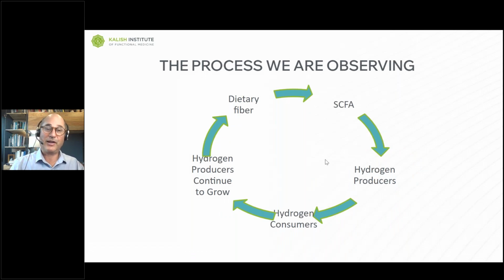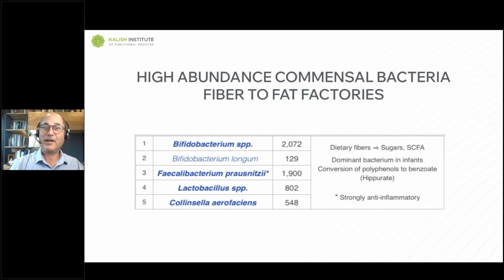Or in the short term, if you have patients that are in bad shape, you're going to supplement. Here's a list of the high abundance commensal bacteria that convert fiber to fat. And you've heard of a lot of these. The famous one these days is Faecalibacterium prausnitzii, that one right in the middle there. And that one's kind of famous now because low levels of Faecalibacterium prausnitzii have been implicated with long COVID.